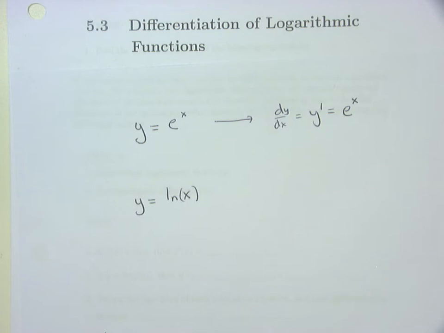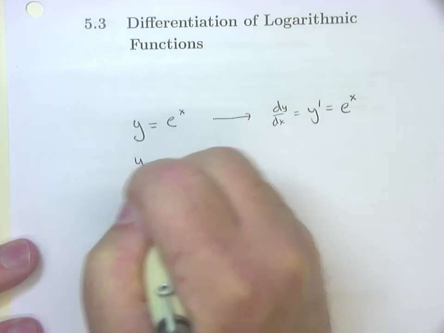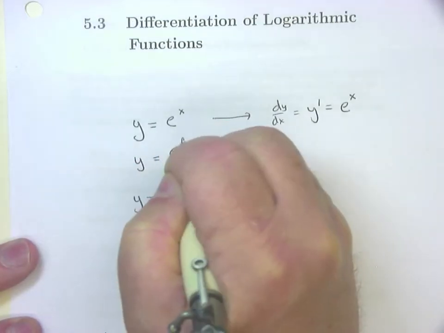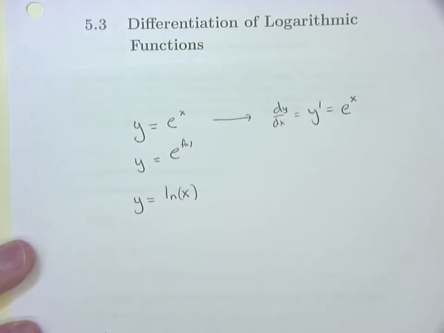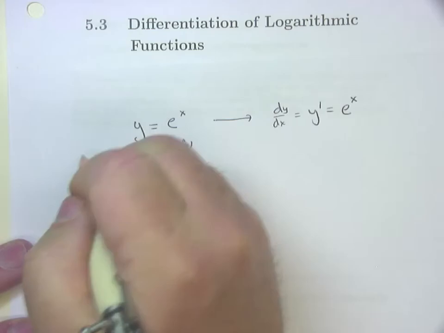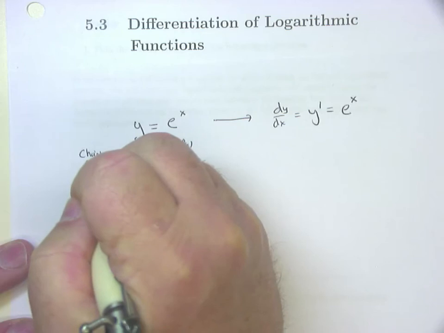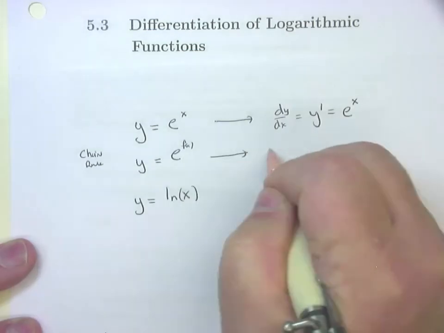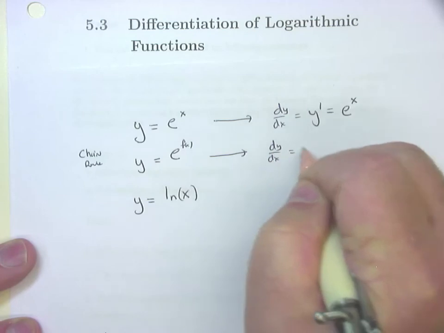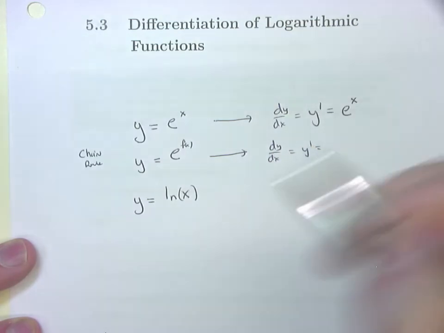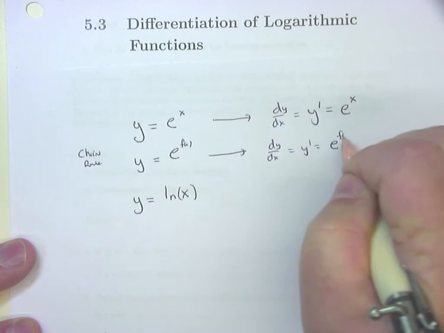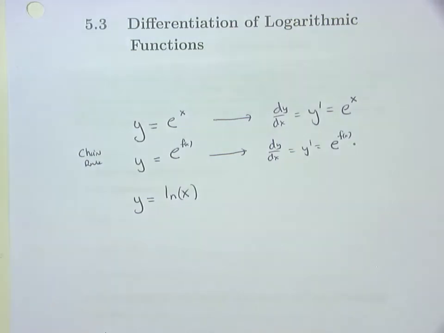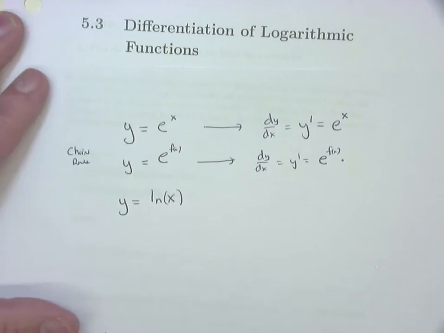Then there's the chain rule version of it. If you've got y equals e to a function, something other than just plain old x or t or whatever the variable is, this is the chain rule version of it. Y equals e to a function, the derivative, your dy over dx or y prime, is going to be e to the function, but then you have to do times the derivative of the exponent.